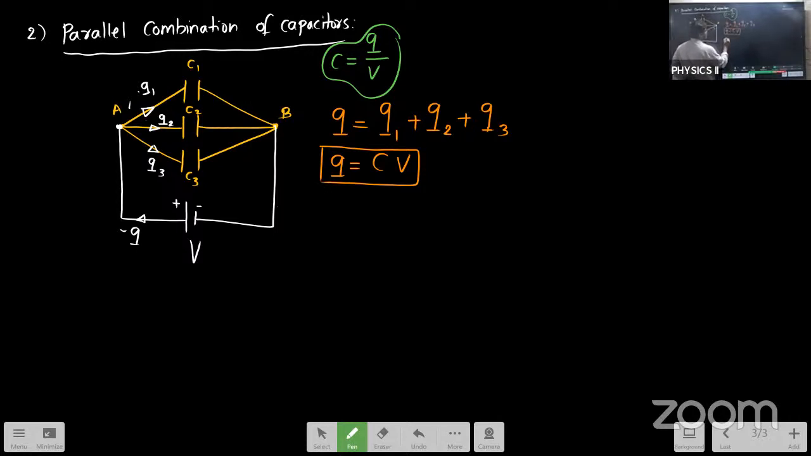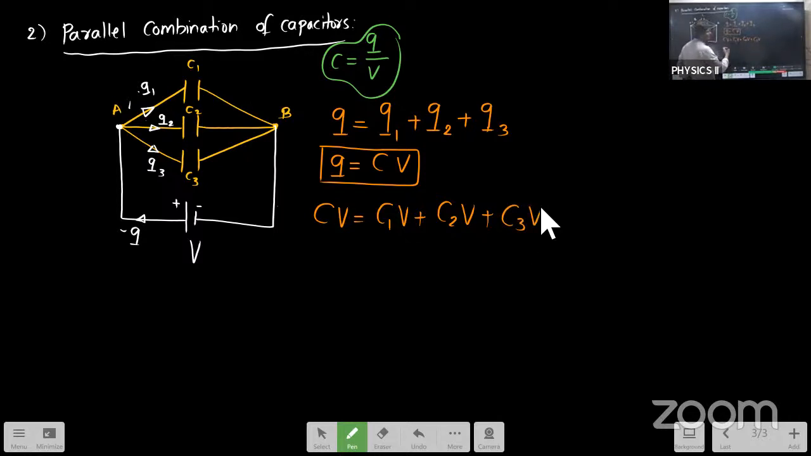What will this become? This will become CV is equal to, what is the capacitor at charge Q1? C1 is the capacitor at charge Q1. So this will become C1 into V. And Q2 is the charge flowing through which capacitor? C2. So this will become C2 into V. Finally, Q3 is the charge which is flowing through the capacitor C3. This will become C3 into V.